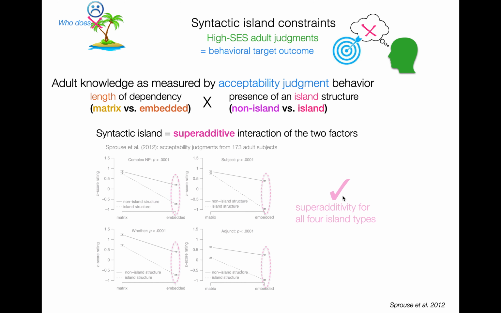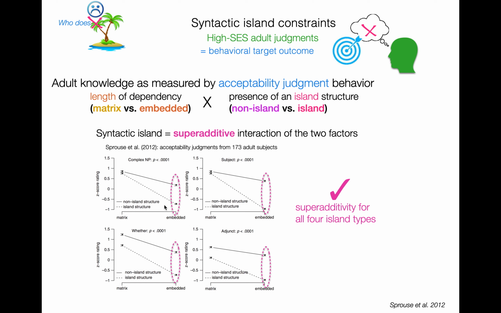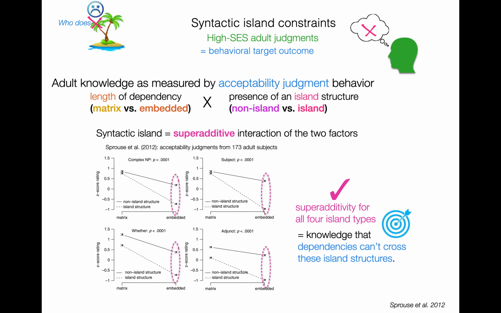So what we find is that we do see these non-parallel lines, this super additive interaction, this extra unacceptability, for all four island types in high SCS adults. In fact, 173 adult subjects are what they tested in that 2012 study. And so what this means is that this is our measurable behavioral outcome. This is the knowledge that dependencies can't cross these island structures, as they're extra bad. They lead to this super additive interaction, this extra unacceptability. And again, that's a behavioral target that we can measure, an outcome that we can measure to signal acquisition of syntactic island knowledge.